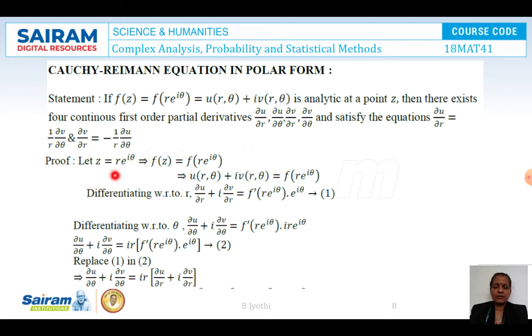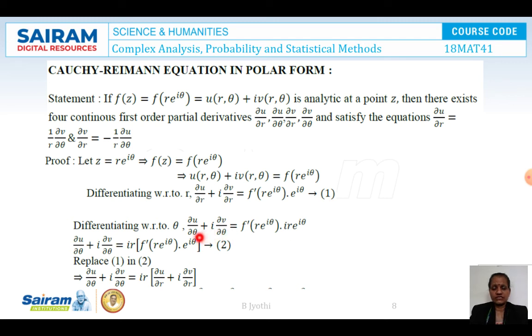Let z = re^{iθ}, which implies f(z) = f(re^{iθ}). So this implies u(r,θ) + i v(r,θ) = f(re^{iθ}). When we differentiate this with respect to r first, what do we get? ∂u/∂r + i ∂v/∂r = f'(re^{iθ}) · e^{iθ}. Because we are differentiating with respect to r, this e^{iθ} will be treated as constant. Let us call this equation number 1.